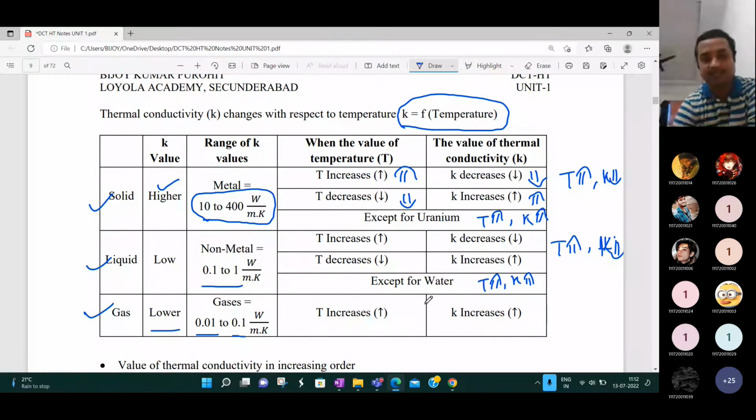Next, come to gases. For gases, the temperature and thermal conductivity are directly proportional. If temperature increases, thermal conductivity increases. If temperature decreases, thermal conductivity of gas will decrease. Okay, so these are the basic things.